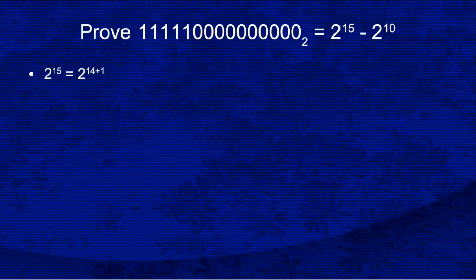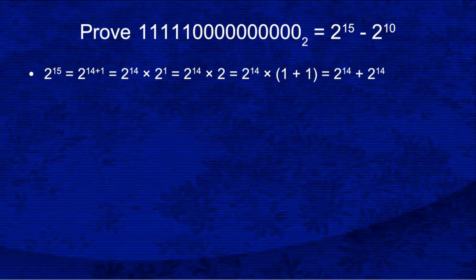2 to the 15th power is equal to 2 to the 14th plus 1 power. And this is equal to 2 to the 14th power times 2 to the 1st power. And that's equal to 2 to the 14th power times 2. And that's equal to 2 to the 14th power times the quantity 1 plus 1. And using the distributive property of multiplication, this is equal to 2 to the 14th power plus 2 to the 14th power.